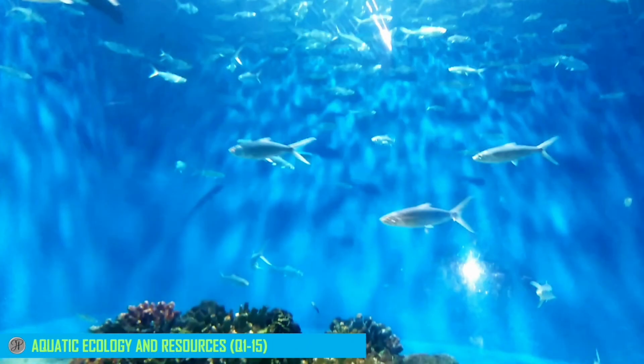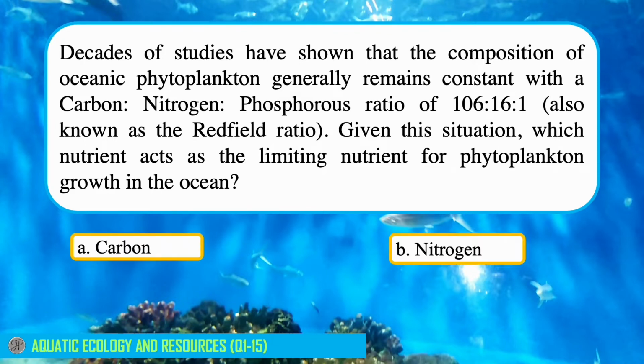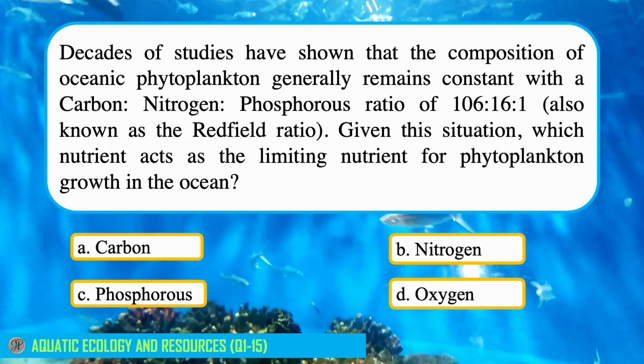Next is number 4. Decades of studies have shown that the composition of oceanic phytoplankton generally remains constant with a carbon, nitrogen, phosphorus ratio of 106 is to 16 is to 1, also known as the Redfield ratio. Given this situation, which nutrient acts as a limiting nutrient for phytoplankton growth in the ocean? A. Carbon. B. Nitrogen. C. Phosphorus. Or D. Oxygen.